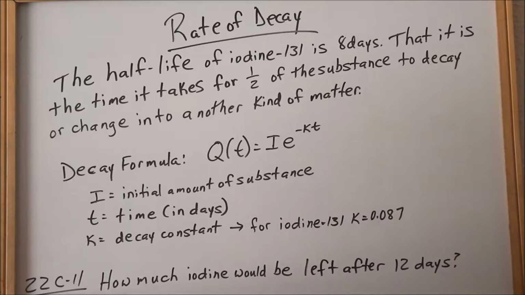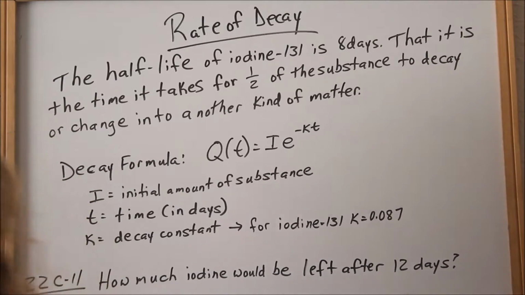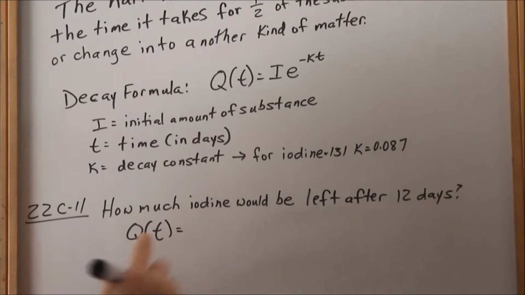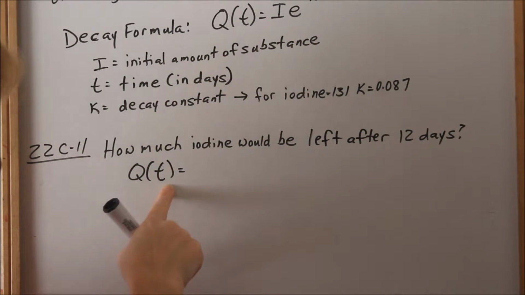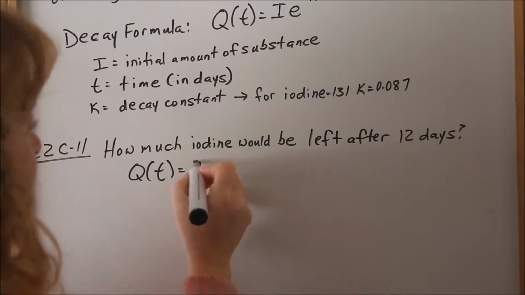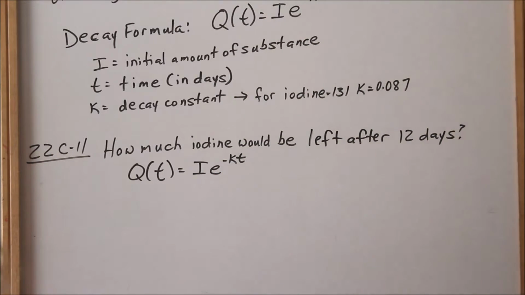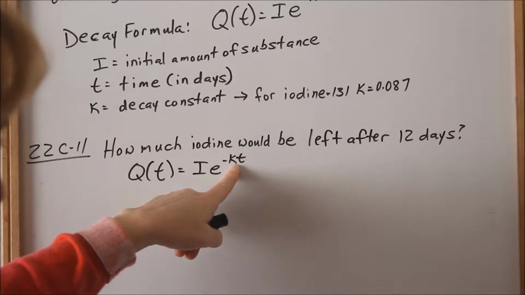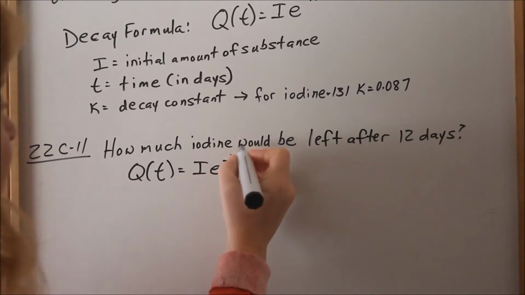In 22C11, they're asking how much iodine will be left after 12 days. So we're starting with this formula, Q of t, which represents how much iodine I'm going to have after 12 days. That's what this whole symbol represents. I e to the negative kt. We've been given the decay constant up in the information. For iodine 131, that is 0.087. So that is something that we know.